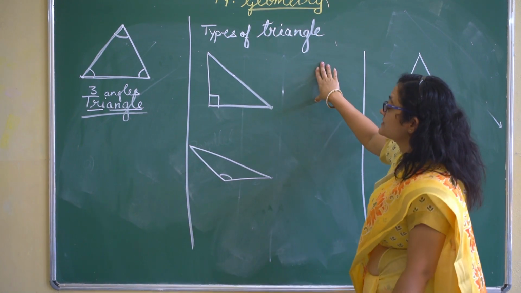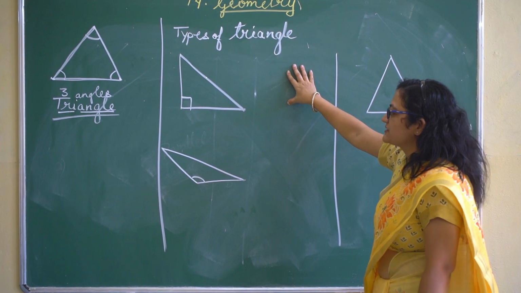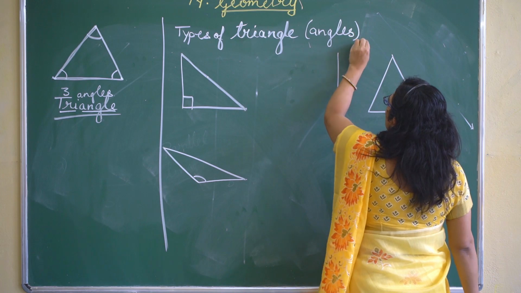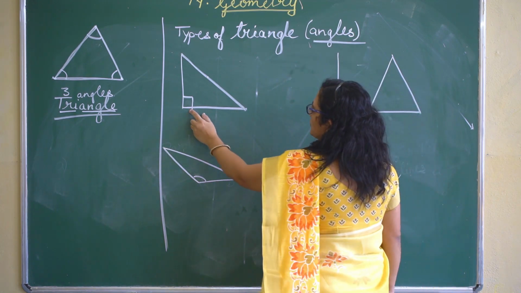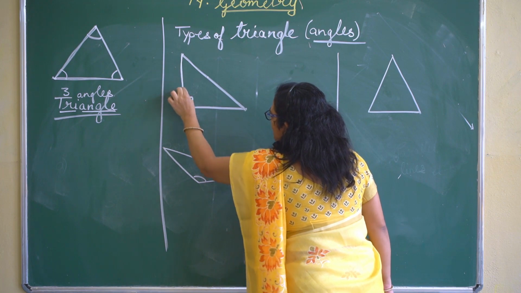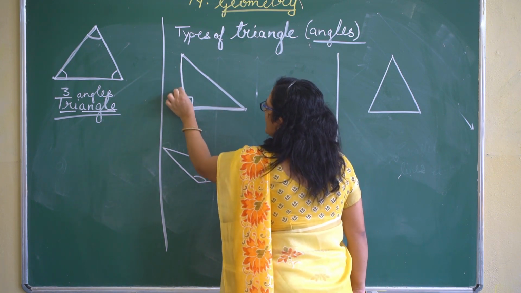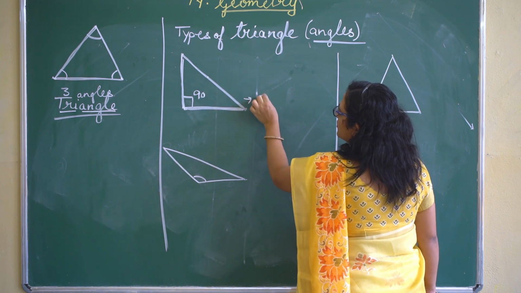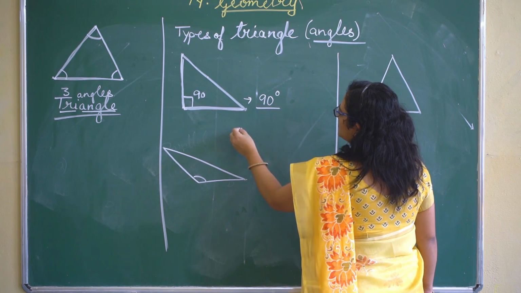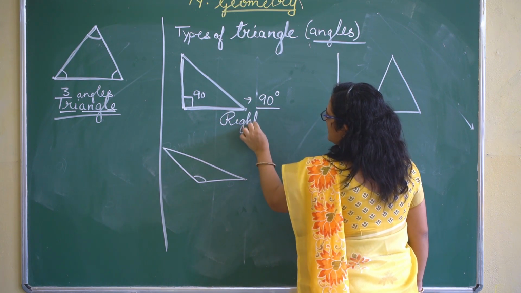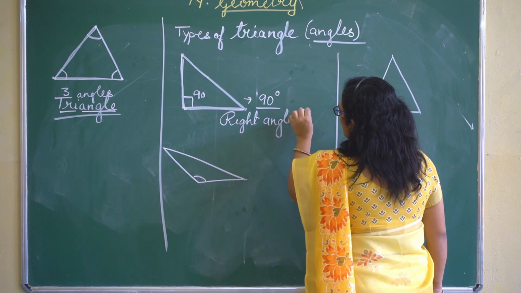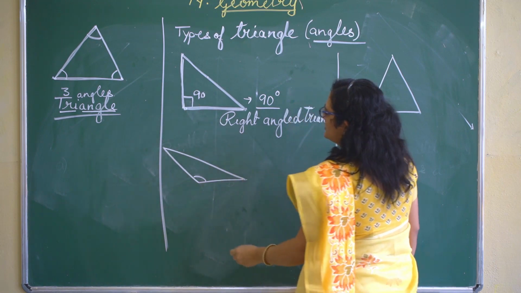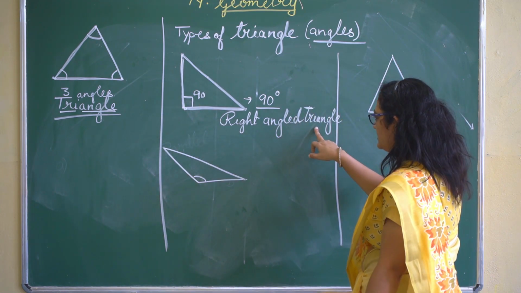Now we will study types of triangles on the basis of angles. First we will study on the basis of angles, then we will study on the basis of sides. As I have told you, look at which type of angle it is making. This is making an angle of 90 degrees. So a triangle with one angle measuring 90 degrees is called a right angle triangle.